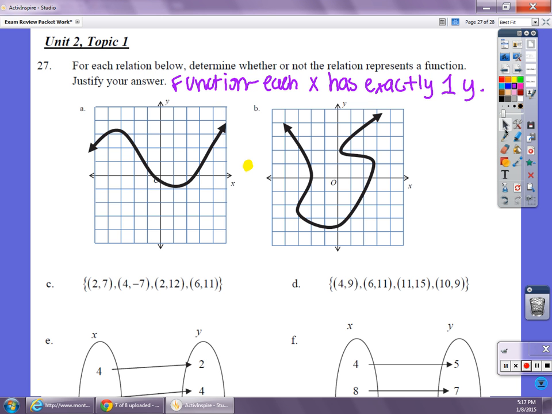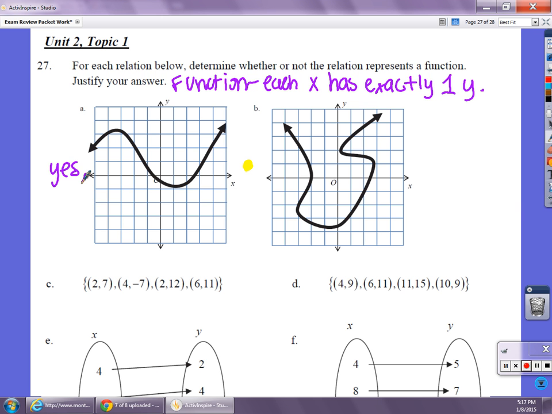So what we're going to say here is that yes, this is a function. Each x has exactly one y.